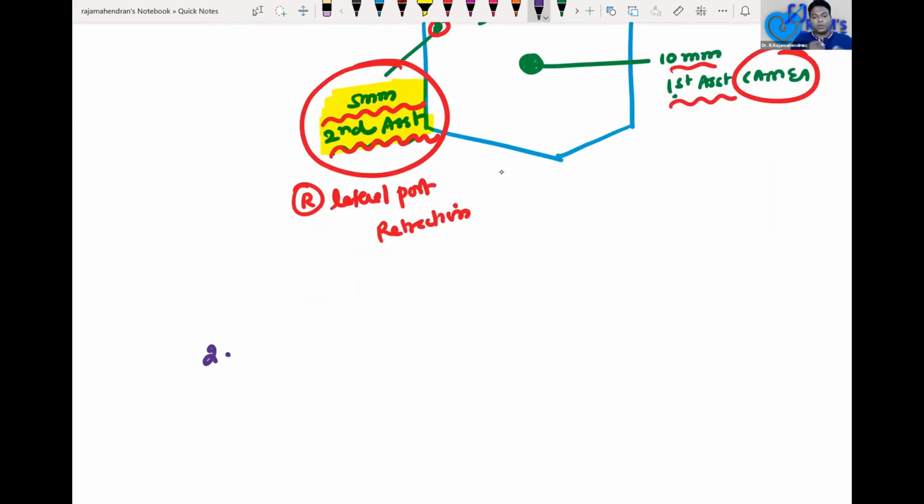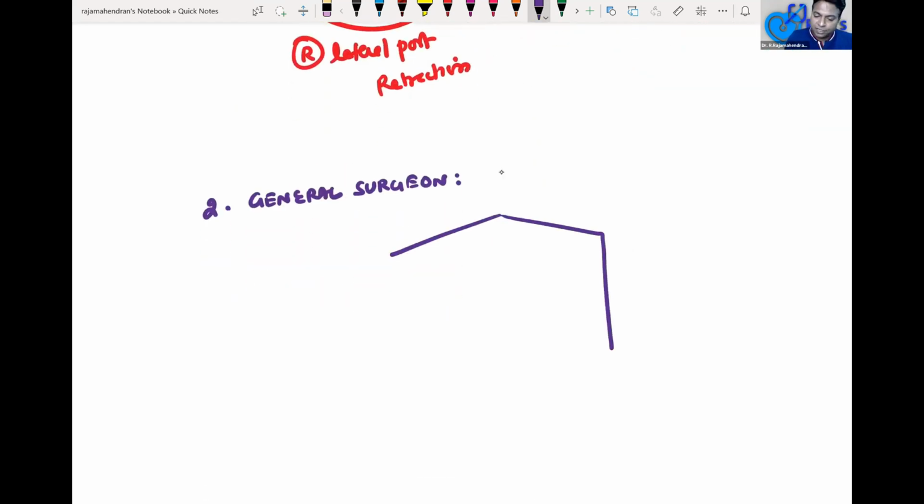Second question. You are a general surgeon, not having much orientation towards liver resection. The question is very clear. As a general surgeon, you are operating. You are putting 4 ports. The first port I am putting now is a 10 mm port.